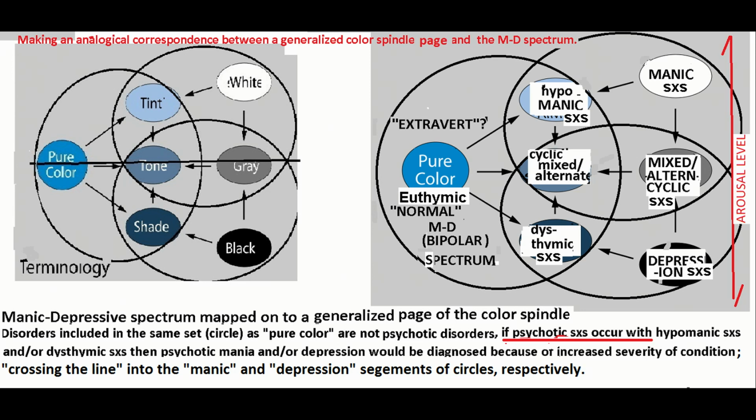What I'm now doing is making an analogy between this generalized color spindle, as represented by these overlapping sets and color terminology, and mapping on the standard manic depressive labels, talking about how they fit into this. If you look on the right-hand side of this slide, you can see on the far right this arousal level, and then proceeding back toward the big blue dot where it says pure color, you see manic disorder, which has a lot of activity in it and is contrasted down in the bottom to depression, which is sort of the flip side of mania.